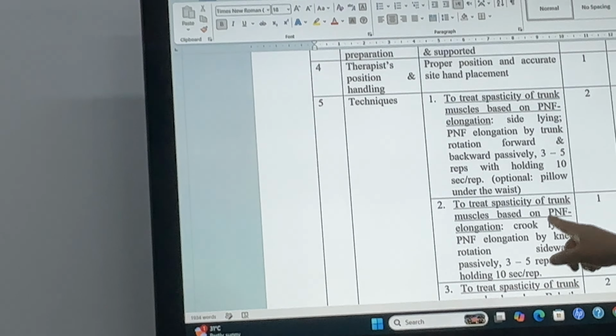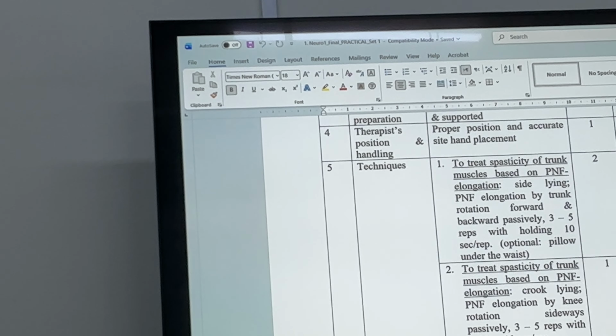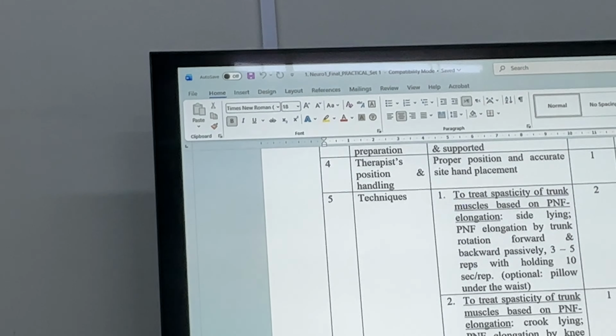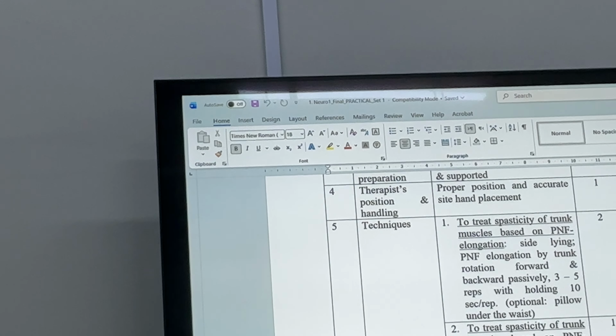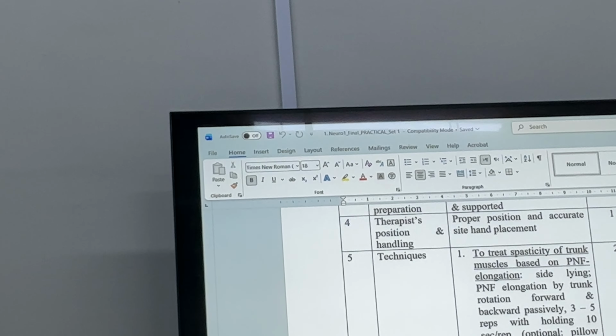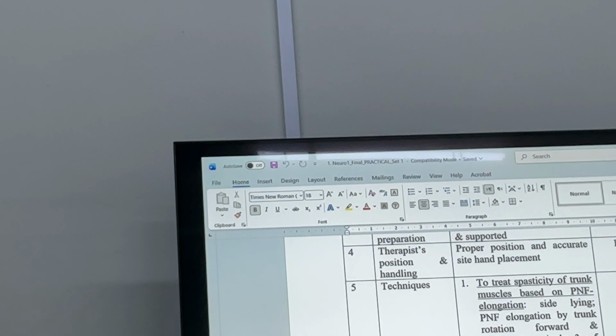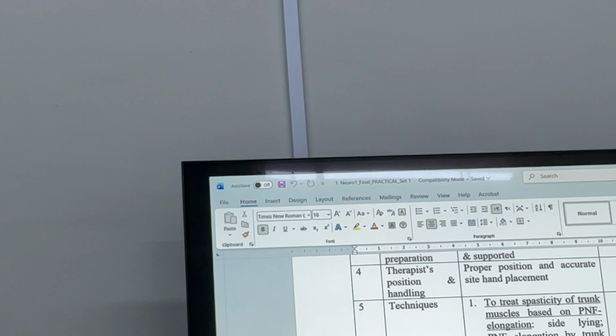Okay. So crook lying. Do you know what crook lying is? Last time we practiced. Yes, supine lying with the hip and knee flexed. That's crook lying.